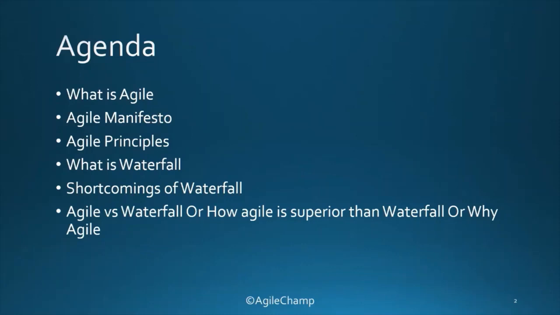Next is continuous attention to technical excellence and good design enhances agility. According to this principle, the right skills and good design ensure the team can constantly improve the product and sustain change. Next is simplicity, the art of maximizing the amount of work not done, is essential. As per this principle, in each time box, the tasks at hand should be the main focus of all team members, and we should not plan all at once.